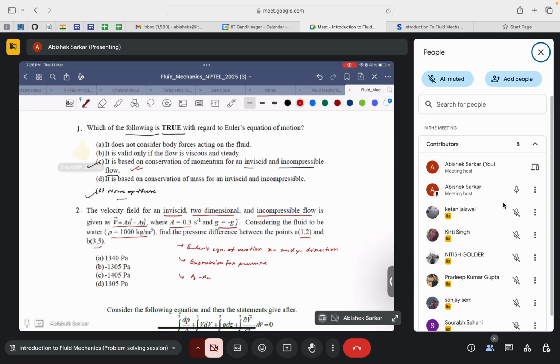Thanks for pointing it out. Actually, I appreciate that, but I just skipped that part because I thought it would not be required, but it's nice that you're pointing it out, so it is helpful for others as well. Okay, thanks for that. So let us go to question number 2.